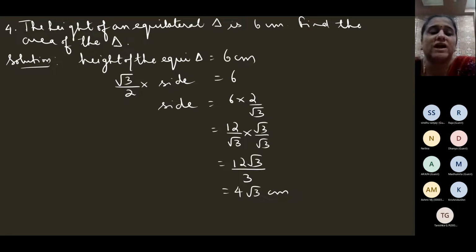So the height of the equilateral triangle is given to be 6 centimeters. The formula to find the height is root 3 by 2 into side. So root 3 by 2 into side is given to be 6. So side is equal to 6 into 2 by root 3. So you get 12 by root 3. Rationalize the denominator, multiply and divide by root 3. So 12 root 3 by 3. So 3 ones are 3, 3 fours are 12, so 4 root 3. So this is the side. Now find the area using the formula root 3 by 4 into side square.